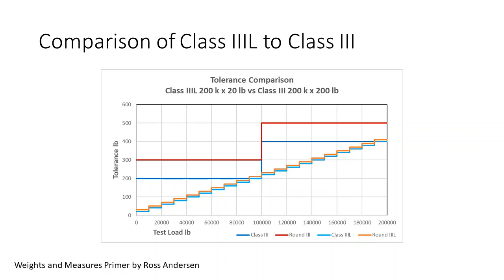If you follow the 1/5 rule for Class 3, as NTEP and R76 do, you would resolve errors on both instruments to 20 pounds with a rounding error of 10 pounds. The rounding error can become even larger for weight classifiers because they round up.